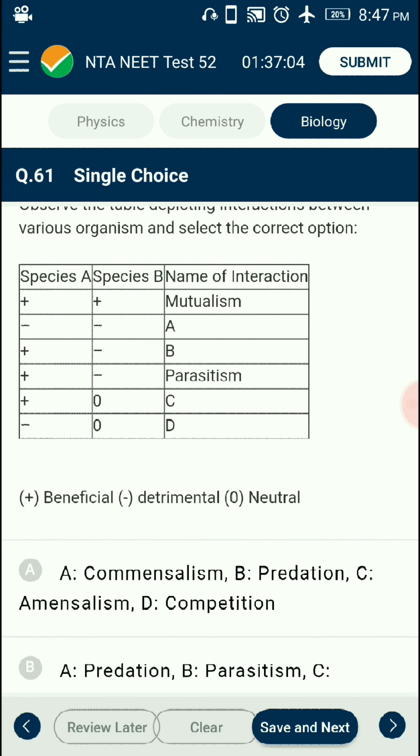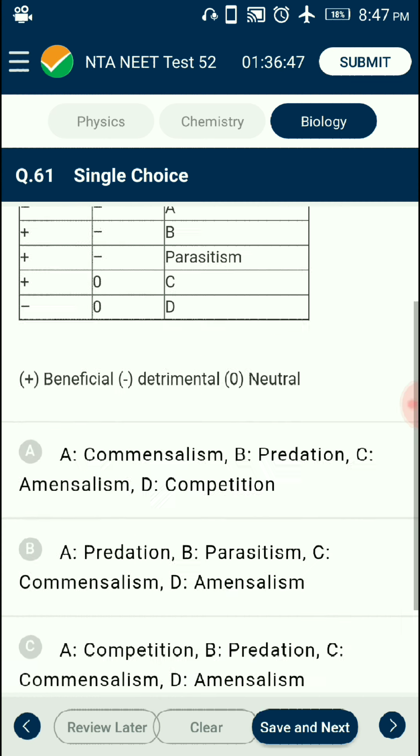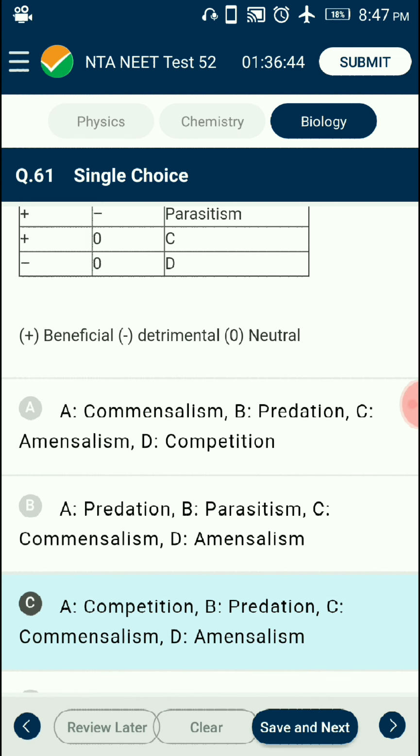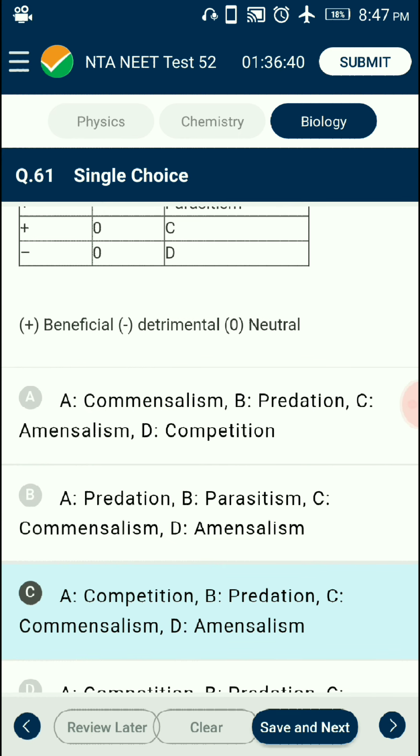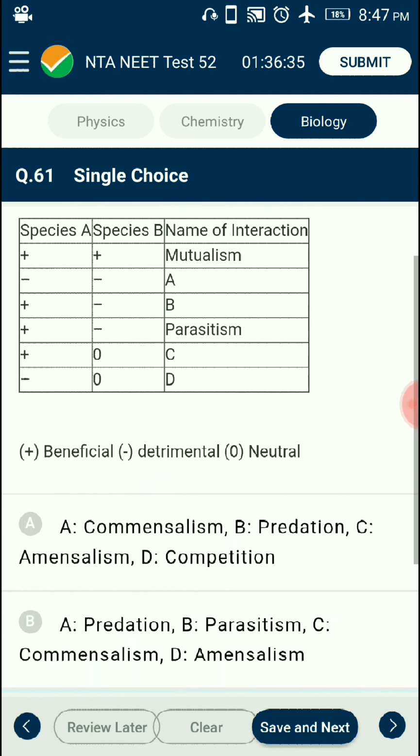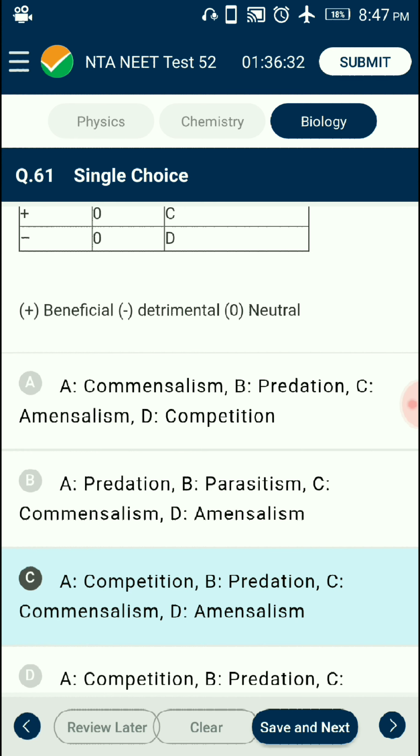The interaction where one species is benefited and the other is neither benefited nor harmed is called commensalism. When one species is harmed and the other remains unaffected, the type of interaction is amensalism. So the answer for this question is option C. From the given tabular column, A represents competition, B predation, C commensalism, D amensalism. So the correctly matching option is C.